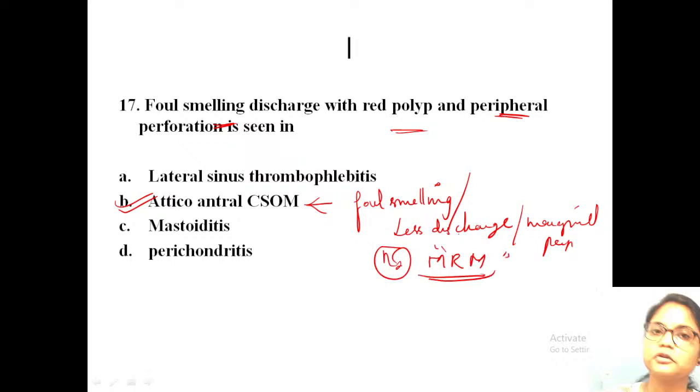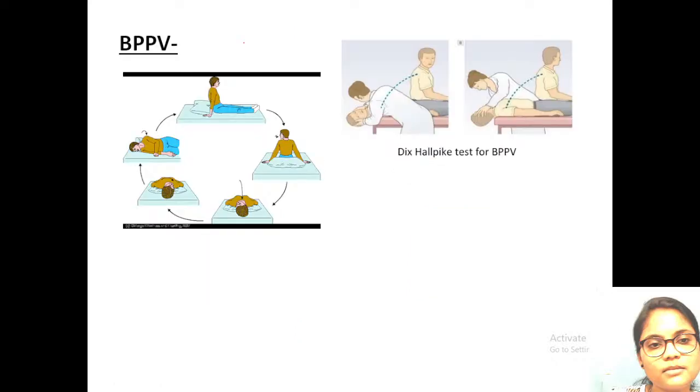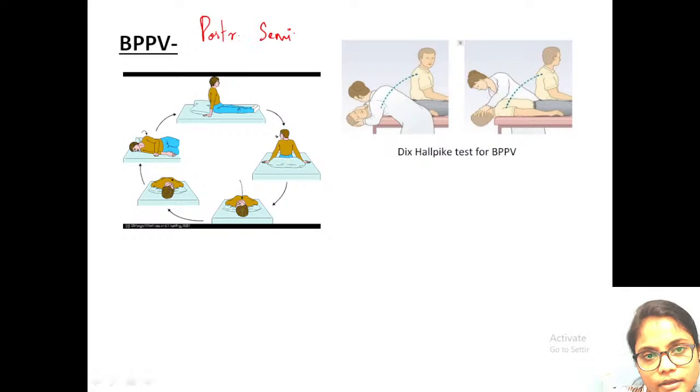Very important. Next, here are some pictures which are showing different views. Anyone else? Yes. In benign paroxysmal positional vertigo, the important thing to know is which semicircular canal is involved. The posterior semicircular canal is involved.